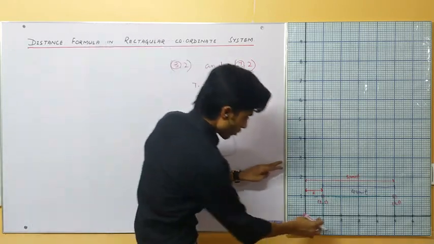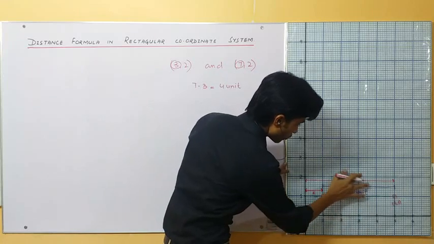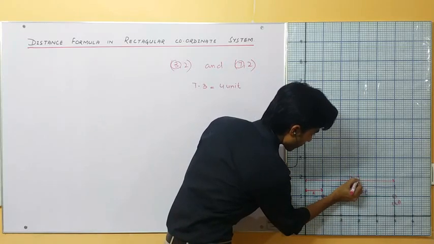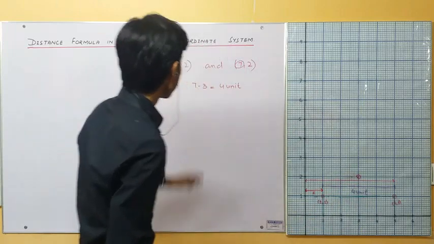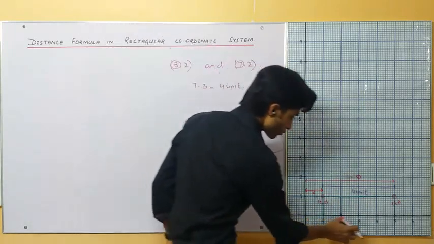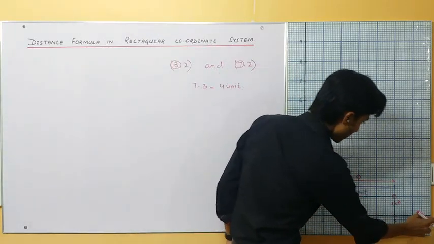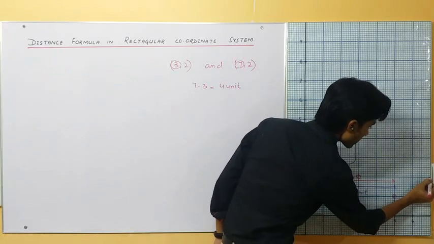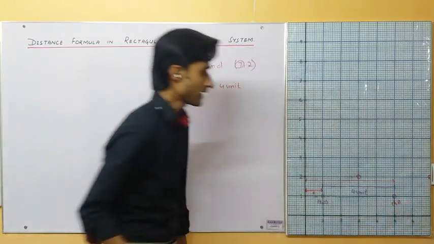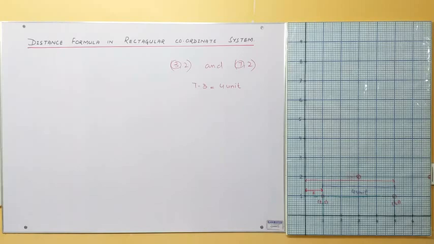Where is this 3, 2? 1, 2, 3, 1, 2. This is 3, 2. And where is this 7, 2? 1, 2, 3, 4, 5, 6, 7 and 1 and 2. So here it is at the very end. So these are the 2 points that I am talking about right now.